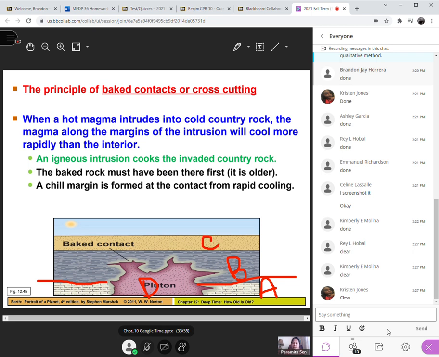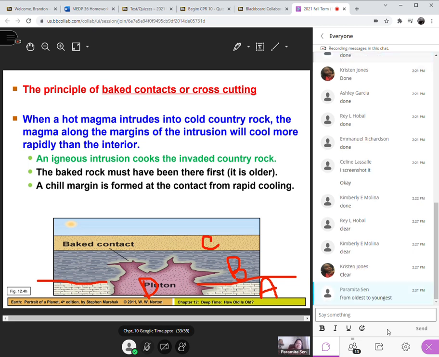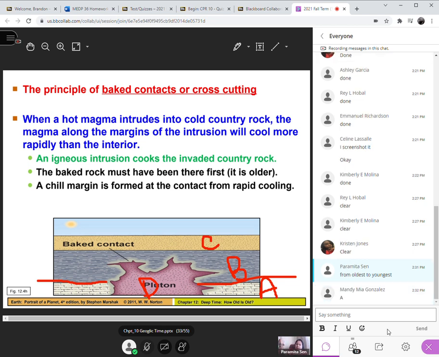Can you tell me from oldest to youngest? Which layer is the oldest here? Type it. A, B, C, D. D is a pluton. What is a pluton? Any magma intrusion from beneath. A is the oldest, Mandy said. Correct, Mandy? Next to A, which is the next layer?